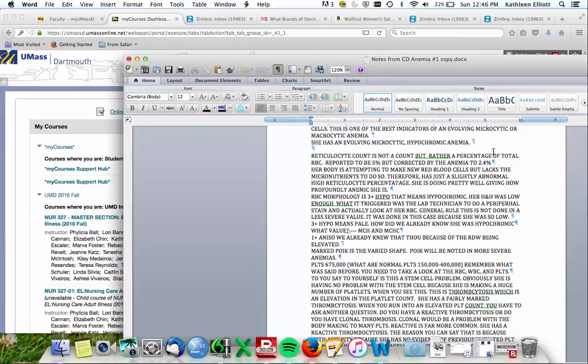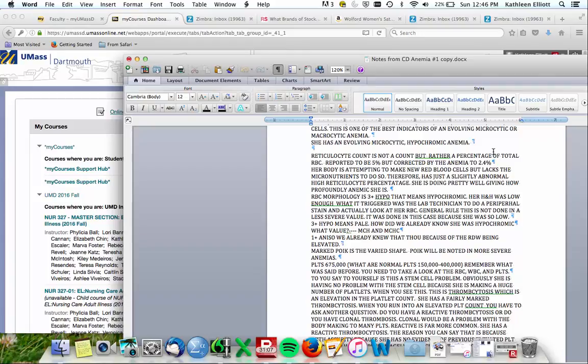Her RBC morphology is 3+. That means she's hypochromic. Her H&H was low enough that this triggered the lab technician to do a peripheral stain and actually look at her RBCs. The general rule is that this is not done at a less severe value. It was done in this case because she was so low. She had 3+ hypochromic pale cells. How do we know she already was hypochromic? What value? The MCH and MCHC.